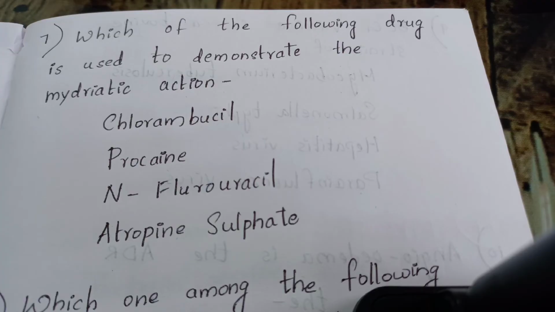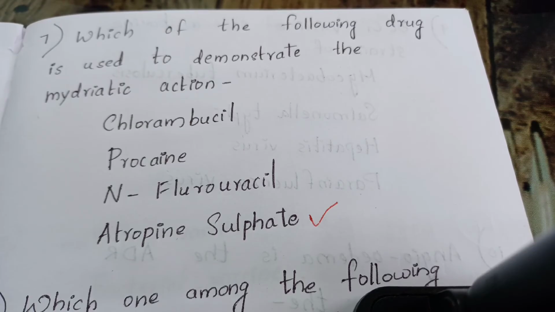The seventh question, which of the following drug is used to demonstrate the mydriatic action? Chlorambucil, procaine, fluorouracil, atropine sulfate. And the correct answer is atropine sulfate. A mydriatic is an agent that induces dilation of pupil. Atropine is commonly classified as an anticholinergic agent. Topical atropine is used as cycloplegic to temporarily paralyze the accommodation reflex and as a mydriatic to dilate the pupils.